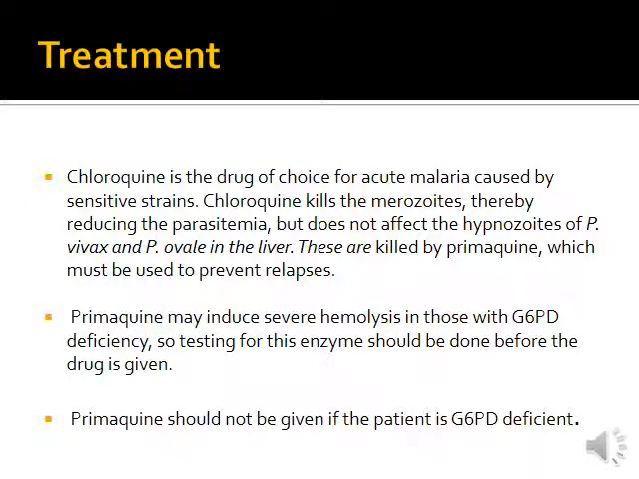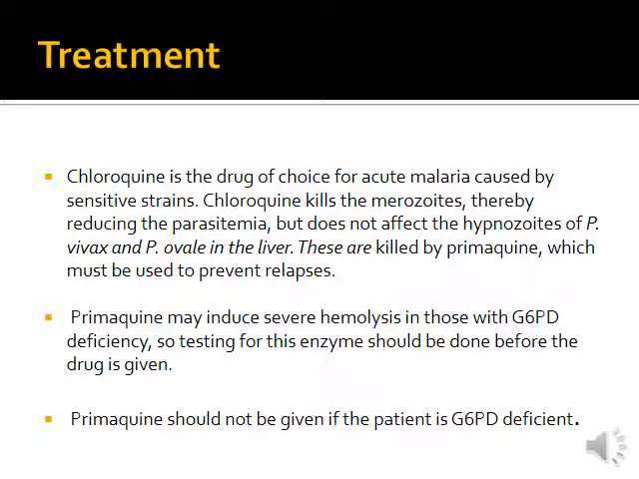Now we move on to the treatment. The drug of choice for acute malaria is chloroquine, provided the strains are chloroquine sensitive. Chloroquine kills the merozoites, thereby reducing the parasitemia, but does not affect the hypnozoites of Plasmodium vivax and ovale in the liver. These are killed by primaquine, which must be used to prevent relapses.